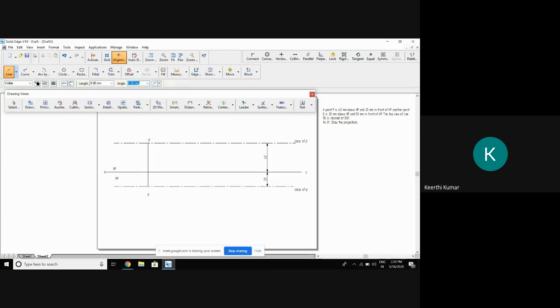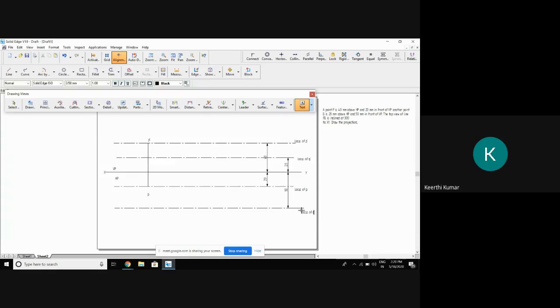The other point Q is 20 mm above HP. So again select the locus line. Draw the line. Maintain the height as 20. And this is called locus. I know Q dash has to come here, so I'll give here locus of Q dash. And 50 mm in front of VP. Again, one more locus line. This height is supposed to be 50. And this is called locus of Q.